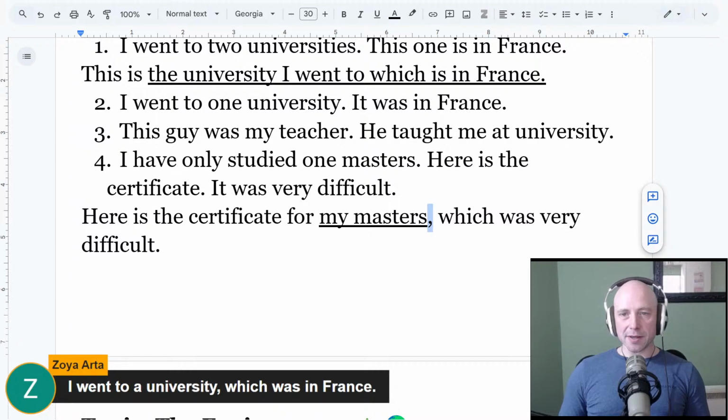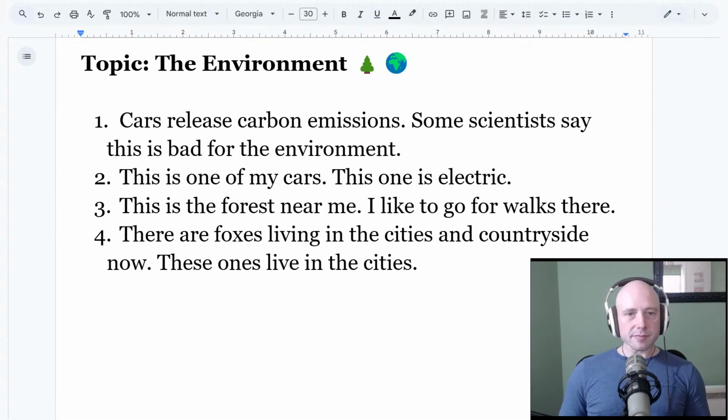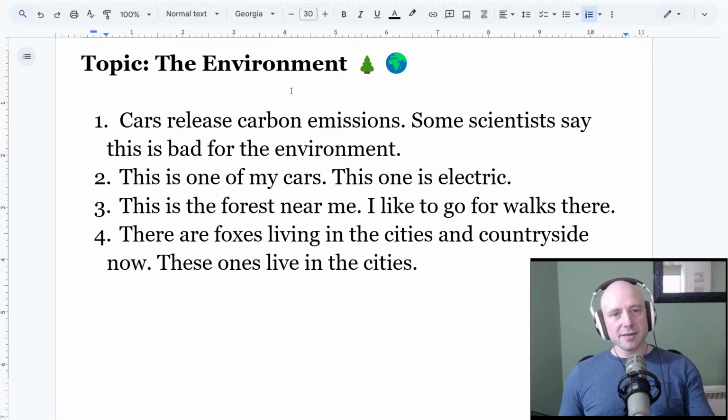Let's try another topic. We're moving on to the environment. So number 1 for the environment. Cars release carbon emissions. Some scientists say this is bad for the environment.